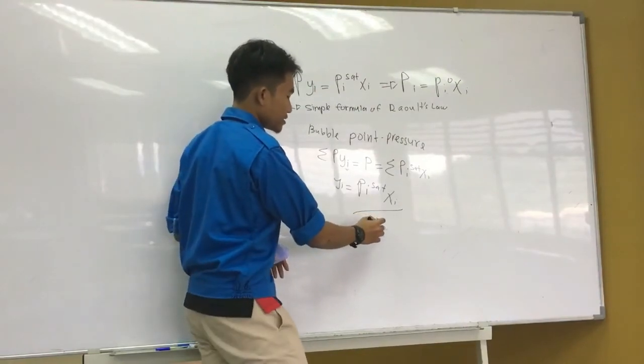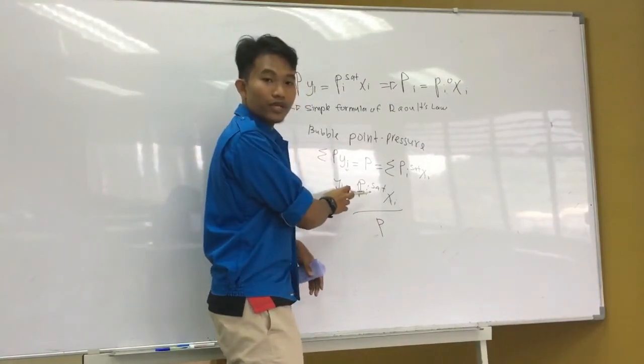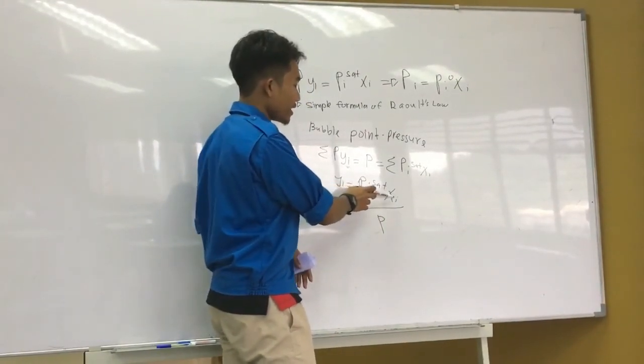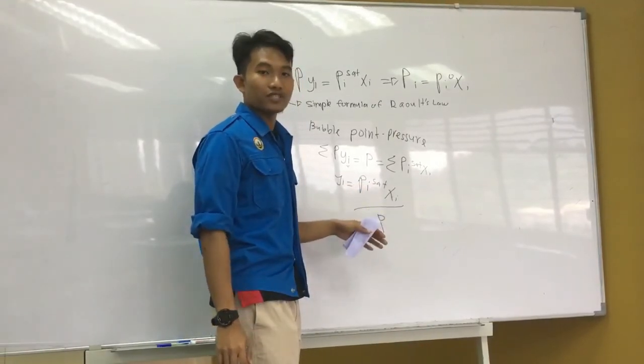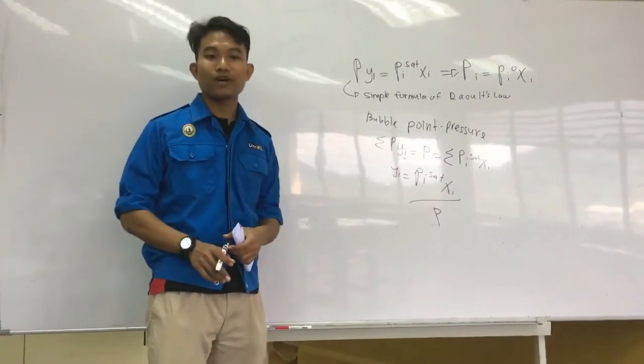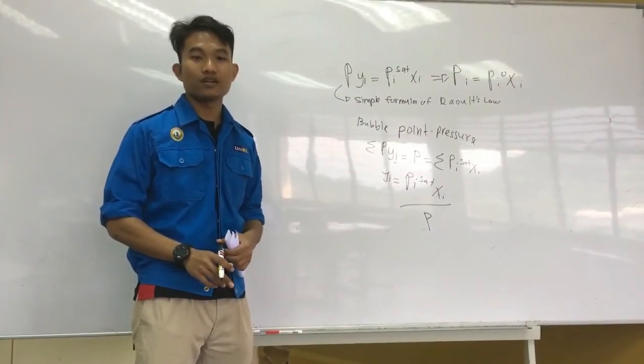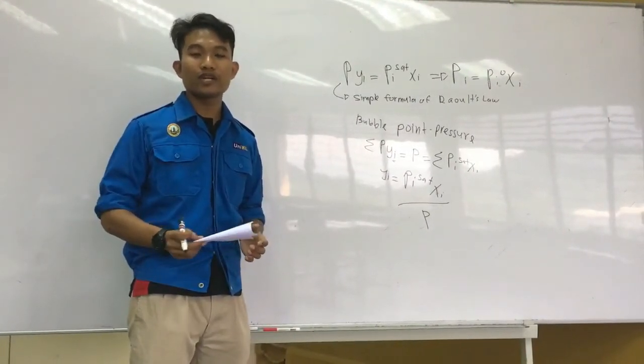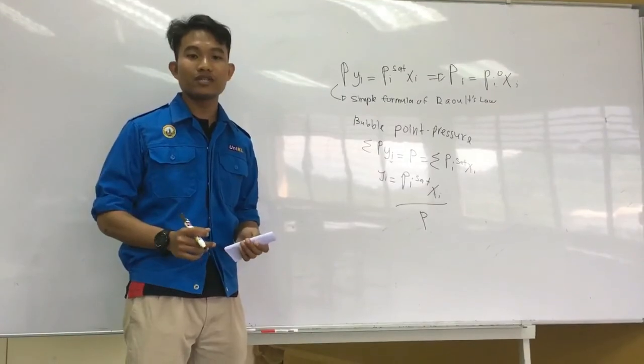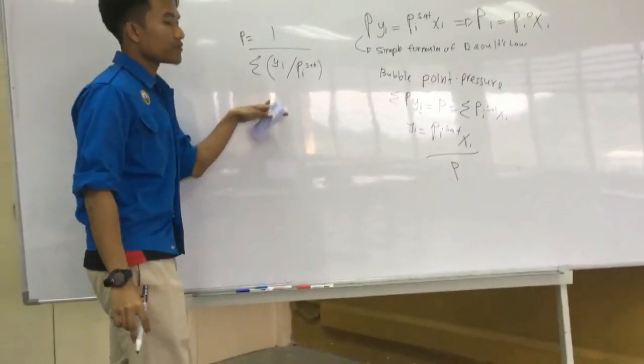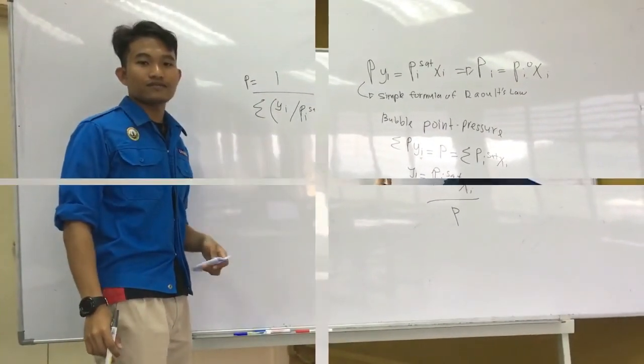P stands for the total pressure, Pi sat stands for the vapor pressure, and Xi stands for the mole fraction. For the last part of Raoult's law, the dew point pressure can be calculated directly by using this formula. This is the formula of the dew point pressure.